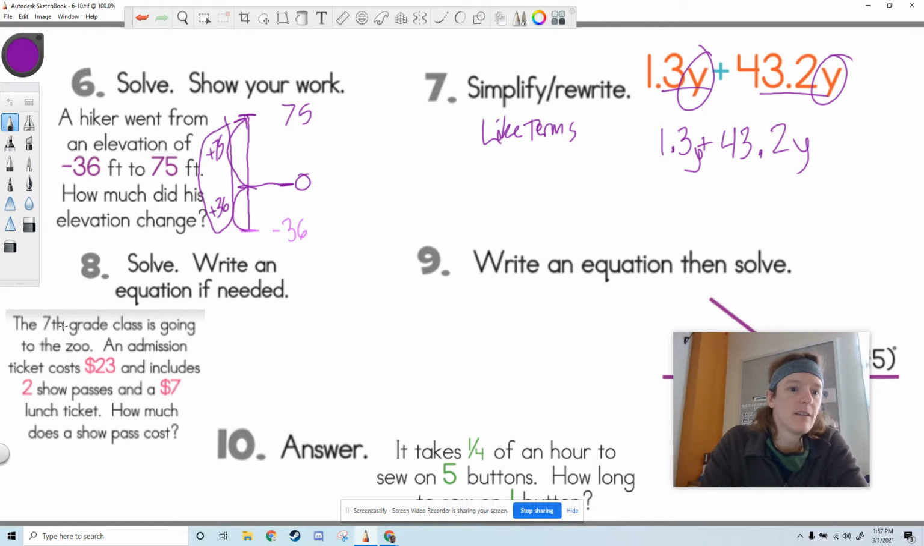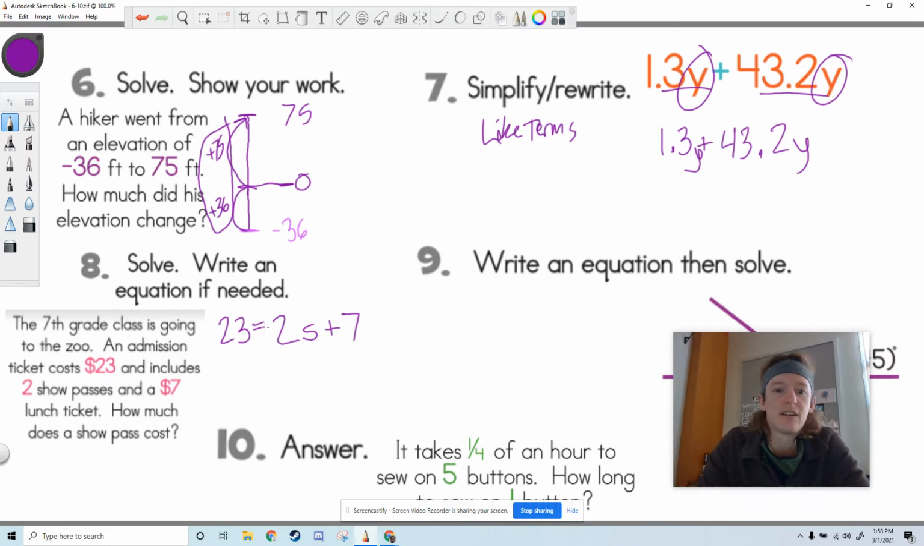For number 8, the 7th grade class is going to the zoo. An admission ticket costs $23. And that is 2 show passes and a $7 lunch ticket. So 2 show passes and $7 for lunch. How much does a show pass cost?